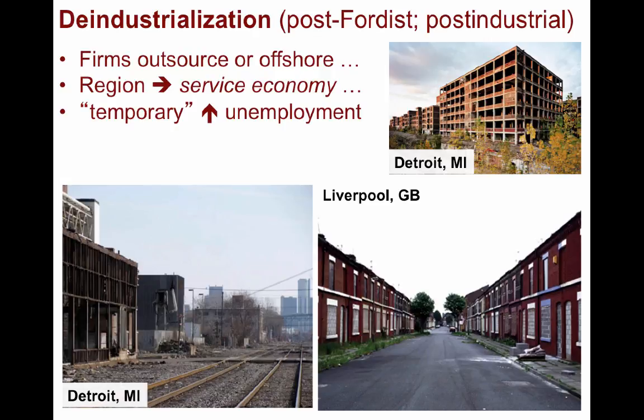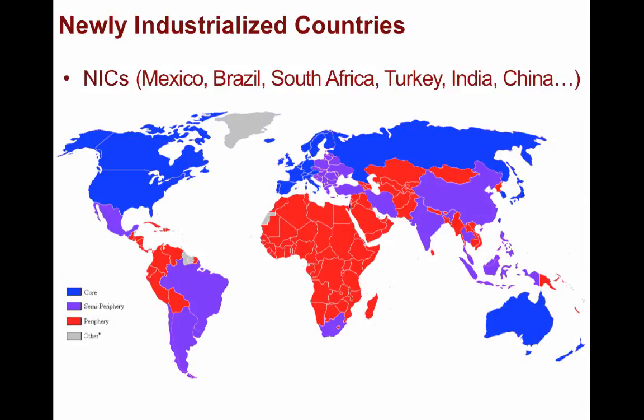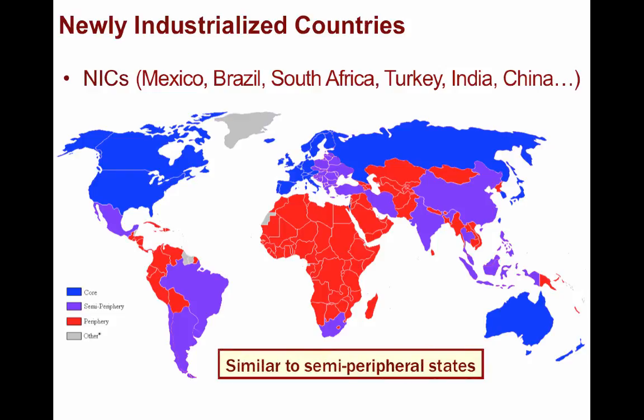A great deal of manufacturing has been outsourced to newly industrialized countries, or those that have experienced significant industrialization after World War II. These are very similar to semi-peripheral states. They include countries like Mexico, Brazil, South Africa, Turkey, India, and China, among others you see highlighted in purple.